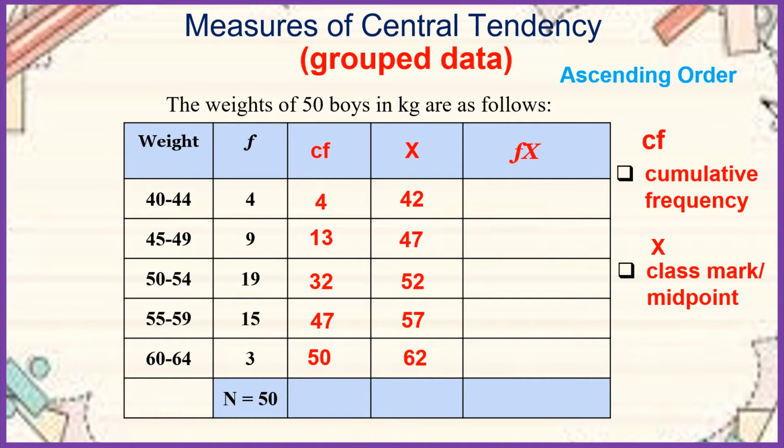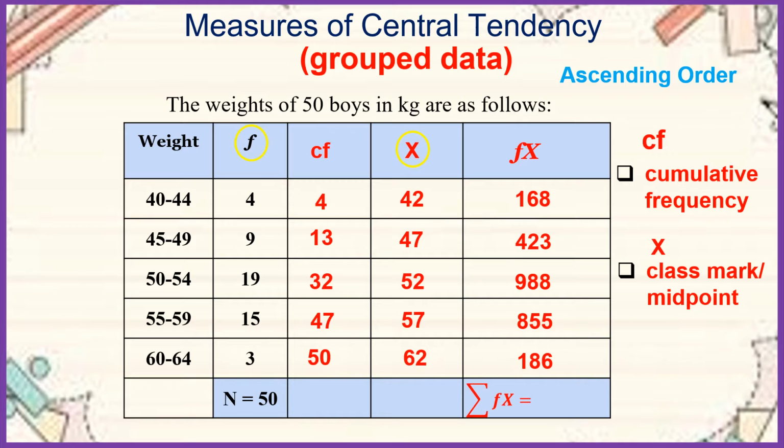After that, we have the fifth column, which is your fx. To solve for fx, we are going to multiply the frequency times your midpoint or class mark. So 4 times 42 is equal to 168. 9 times 47 is equal to 423. 19 times 52 is equal to 988. 15 times 57 is equal to 855. 3 times 62 is 186.